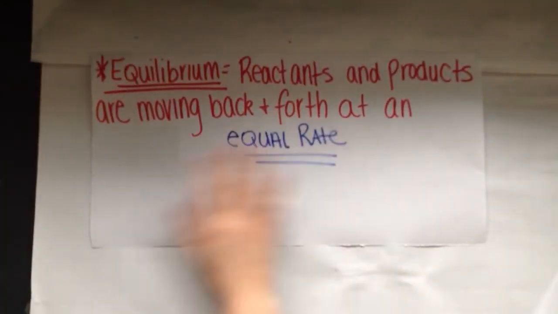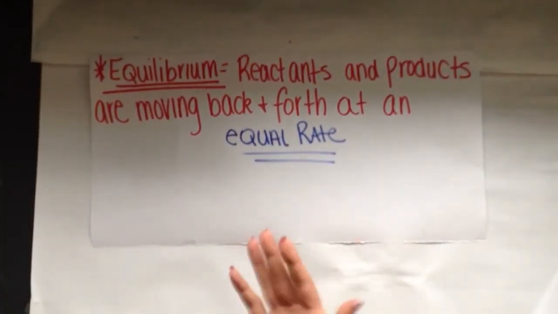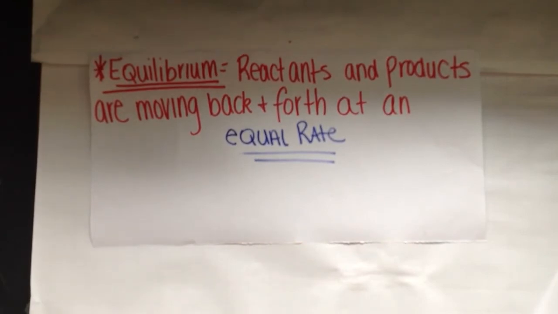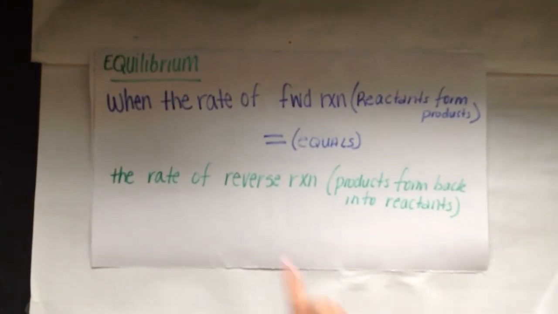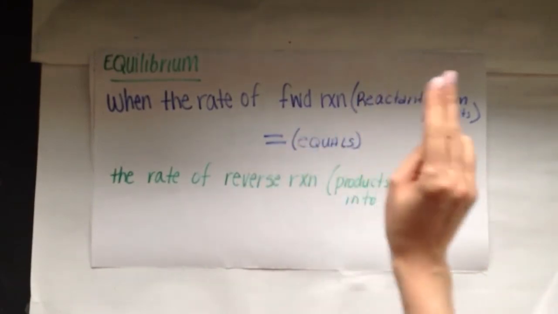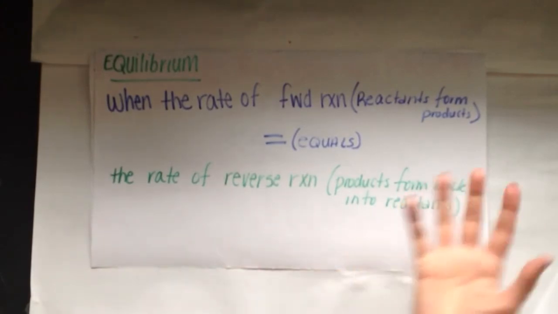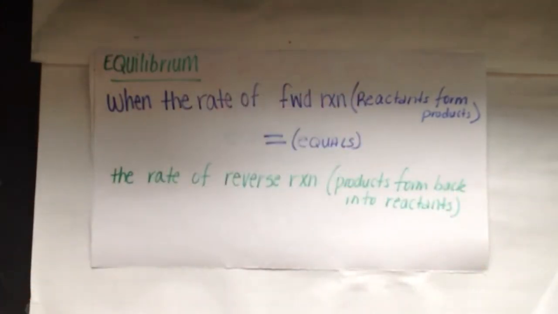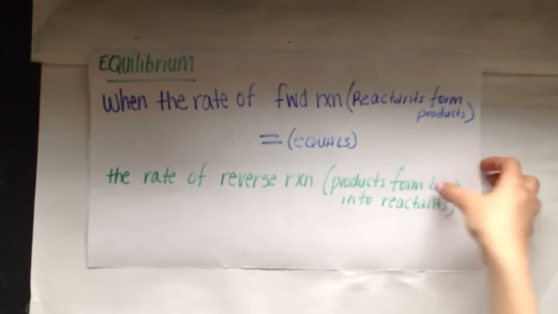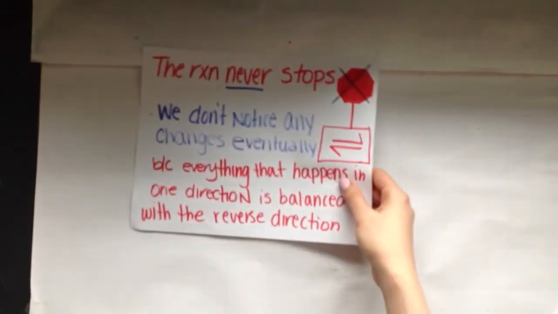So in other words, equilibrium is when the reactants and products are moving back and forth at the same rate, back and forth. I also like to put it this way. It's when the rate of the forward reaction, in other words, reactants forming products, equals the rate of the reverse reaction, products forming back into the reactants. Now we like to think that these reactions stop eventually, like as soon as they're all complete, they stop. Well, that's kind of a lie. In reality, they keep going back and forth and back and forth.